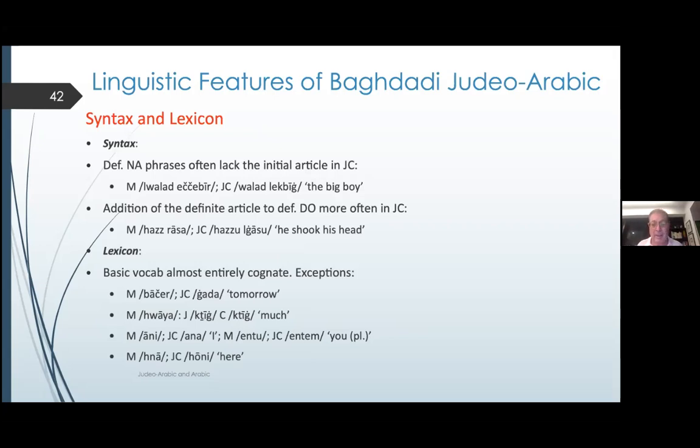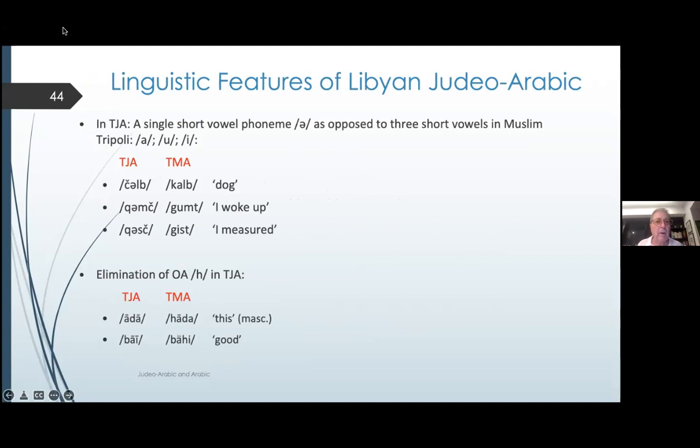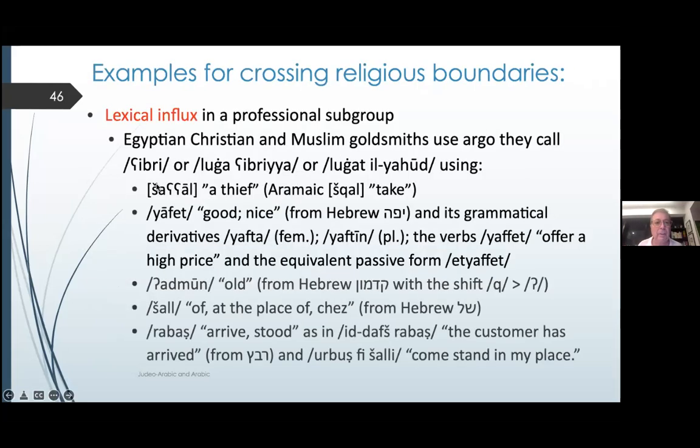So, syntax and lexicon. Here you have some interesting features of Libyan Judeo-Arabic. The most interesting is the short, reduced vowel. So we have chelb instead of kalb, or qemch instead of gumt, I woke up, etc. This is in Tripoli.